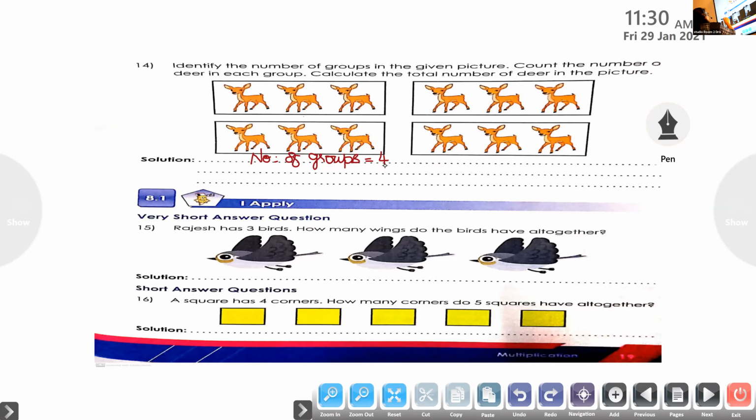Now, second statement. Number of deer in each group. Yes, number of deer in each group is equal to 3. Yes, good.